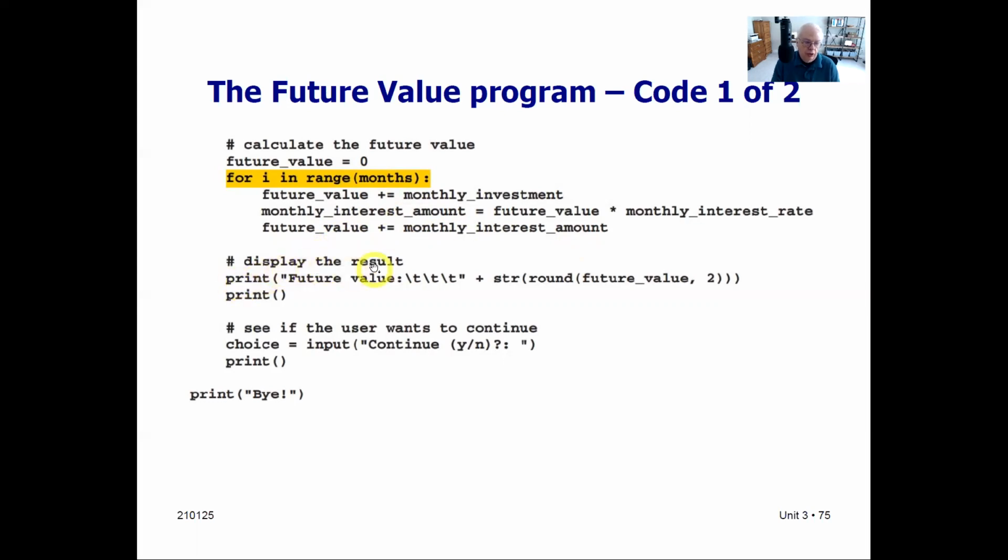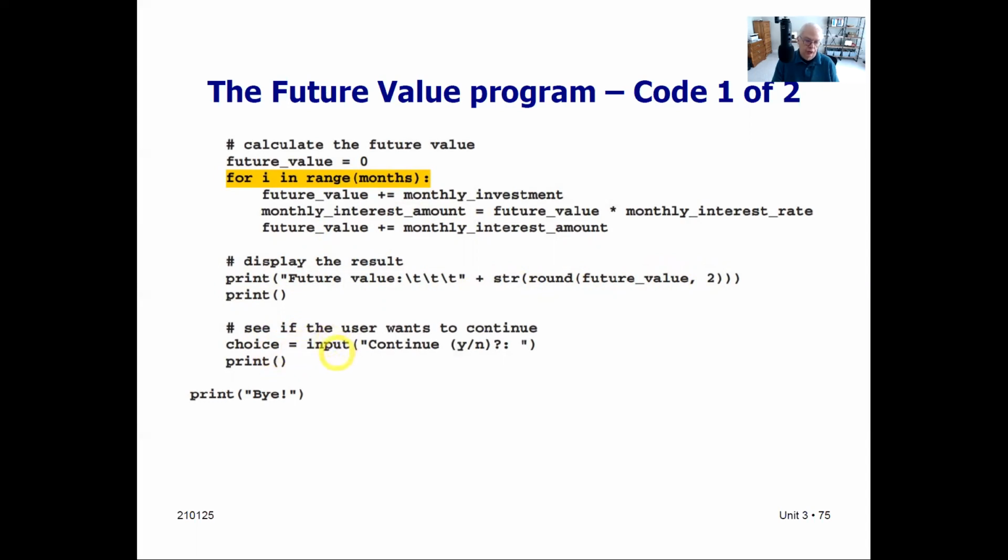And so now we display the result, future value, some tabs to line it up, convert the rounded value to a string, round future value to 2 decimal places, the round function inside the string function. Remember, prints have to be strings. And then we have to do something with that outside while loop.